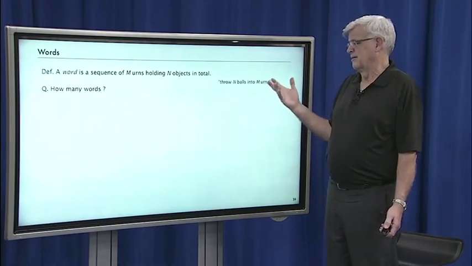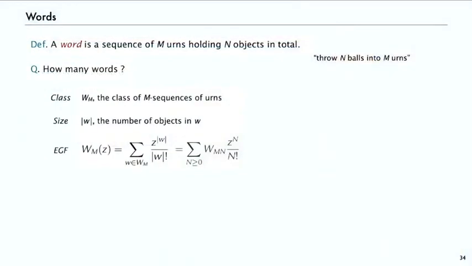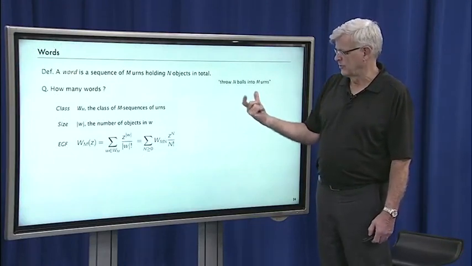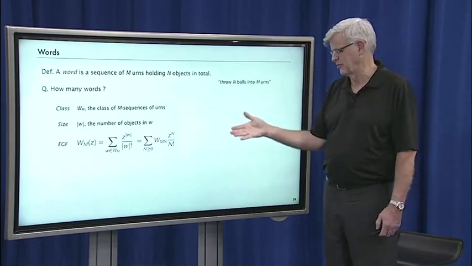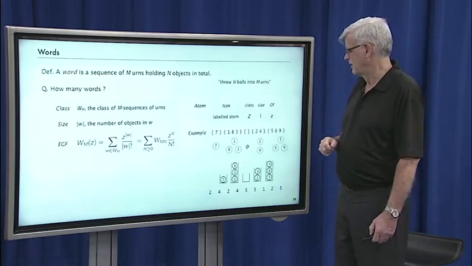So how many words are there? Or if you throw n balls into m urns, how many configurations are there? Well, you can tell by the language that I'm using that this is going to be very simply described with a symbolic method. So we'll call the combinatorial class W sub m. That's where we have a sequence of m urns. And then the size function is just the total number of objects. And so the generating function is straightforward from the definition.